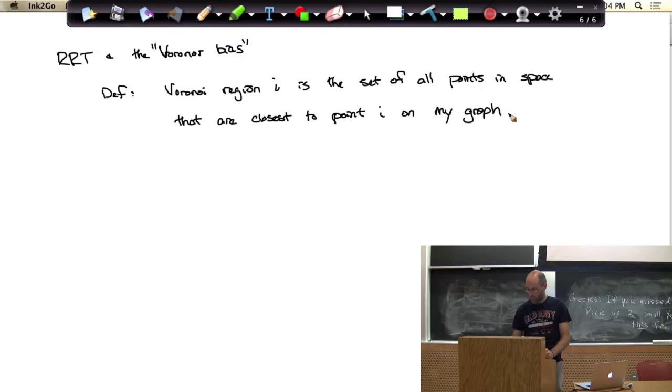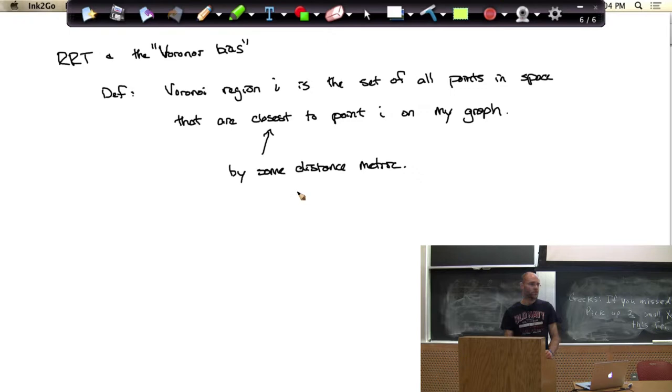Now, closest requires some distance metric. And I want it to be the same distance metric that I was talking about on the last slide, which is, when I picked a random point, I had to find the closest node in the graph. So I had some distance metric implied by that. In my example code I just ran, I just used a Euclidean distance. But this Voronoi region is the opposite view of that: given the point, let me call one region all of the points which, if I were to run this algorithm, would choose me as the closest point.